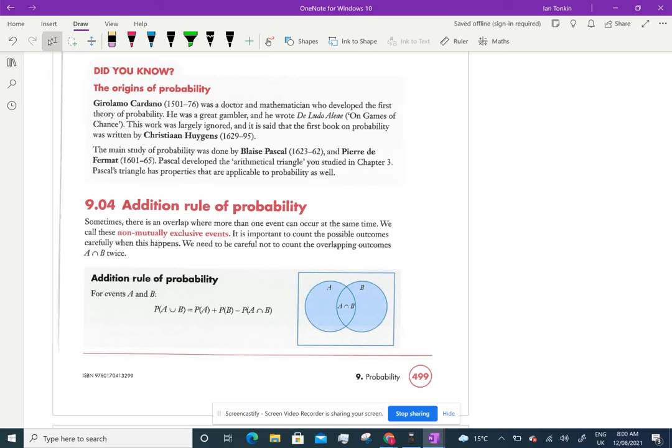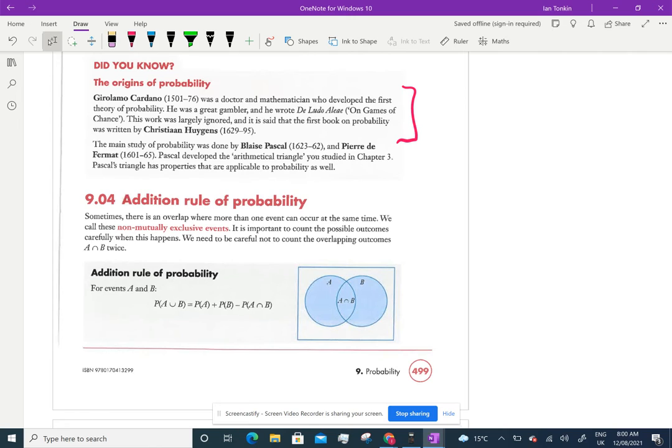Interesting here, Girolamo Cardano. He was also very prevalent in introducing us to imaginary numbers. Interesting story if you get the chance to read about him. The big dude, Blaise Pascal and Pierre de Fermat. And you know Pascal's triangle. It has a lot to do with probability.